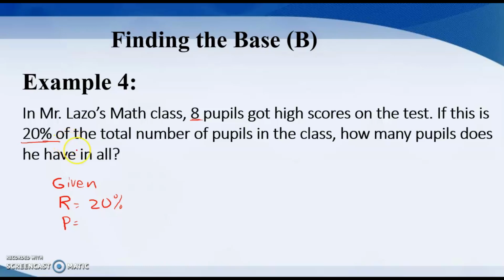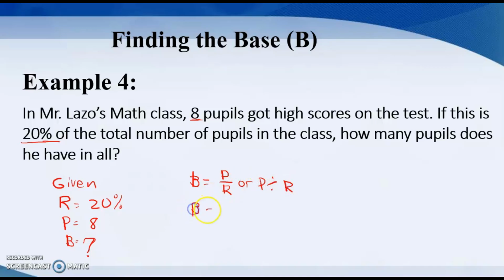Diba? So, ang tanong, how many pupils does he have in all? So, ilan lahat daw yung pupils niya? So, ang nawawala natin ay base. So, ang percentage ay 8. Then, ang base natin yung nawawala. Ito yung tinatanong, ilan lahat yung estudyante. Okay? So, that is question mark. So, ano yung formula ng base again? Base is equals to percentage divided by rate.